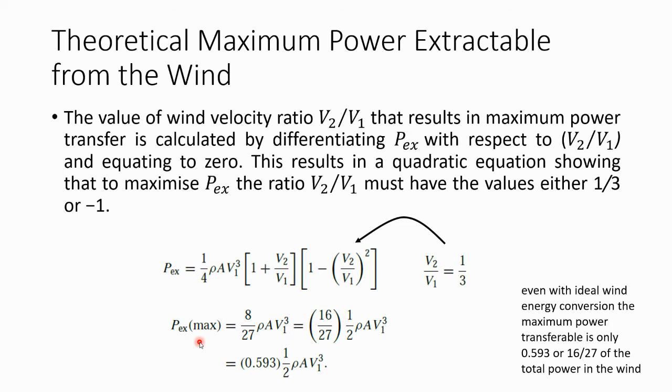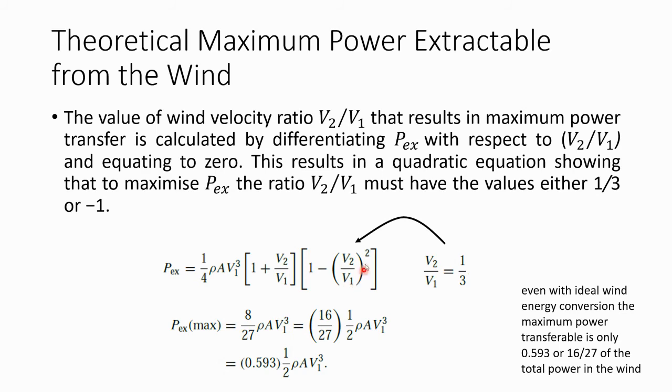And then there is a conclusion that we can draw from it. If you notice, this is the equation that we derived just now. The value of the wind velocity ratio V2 over V1 that results in maximum power transfer is calculated by differentiating PEX, which is the extractable power from the wind turbine, with respect to V2 over V1 and equating to 0. Makes sense?